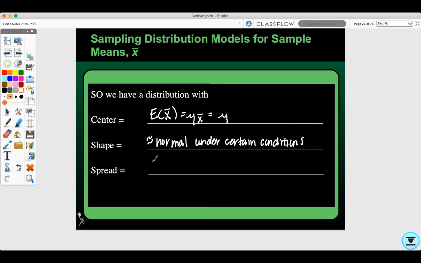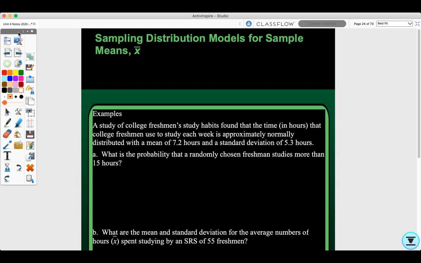And our spread, our standard deviation of X bar, or sigma of X bar, is sigma over the square root of n. Let's go ahead and look at a couple of examples.